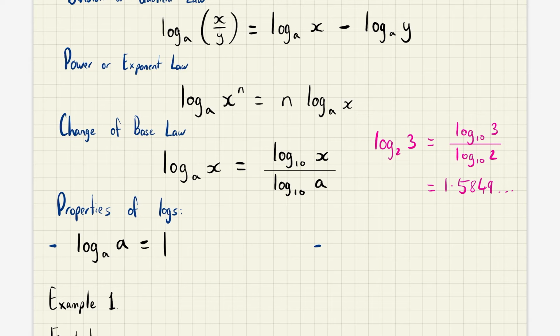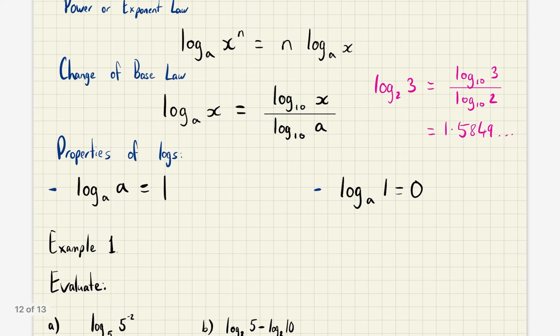The other thing that's interesting is log base A of 1 always equals 0. So it doesn't matter what the base is. If that number is a 1, then the whole thing equals 0. And I'll quickly show you why that's the case. Let me just move this out of the way.